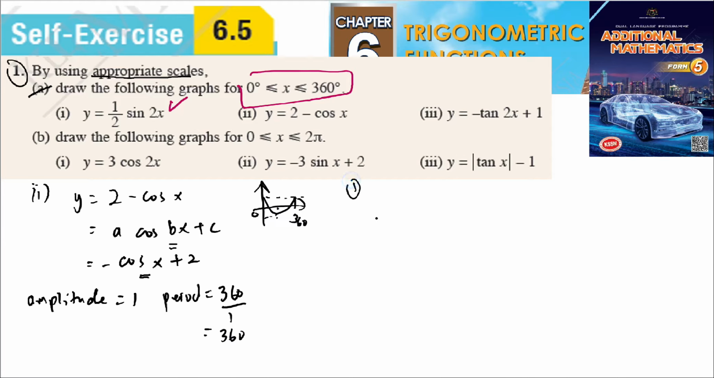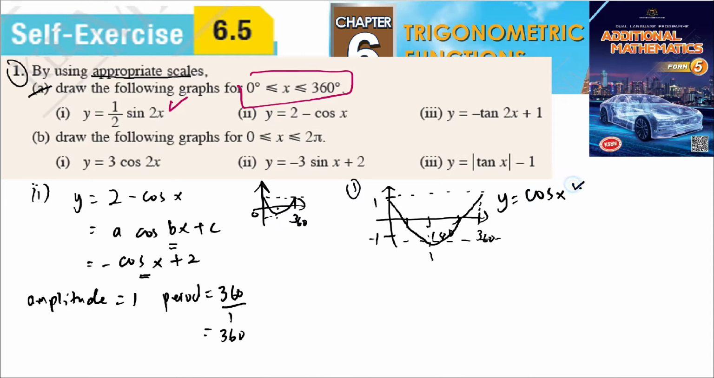So we have to do cos x first. We know the amplitude is 1, negative 1, right? So cos is something like that. If this one is 360, this one is 180, and this one is something like this. So this one is 90, 270, right? So it's cosine starting here, and from here up to 360. So this is y is equal to cos x. So we start with cos bx first. Okay, done.